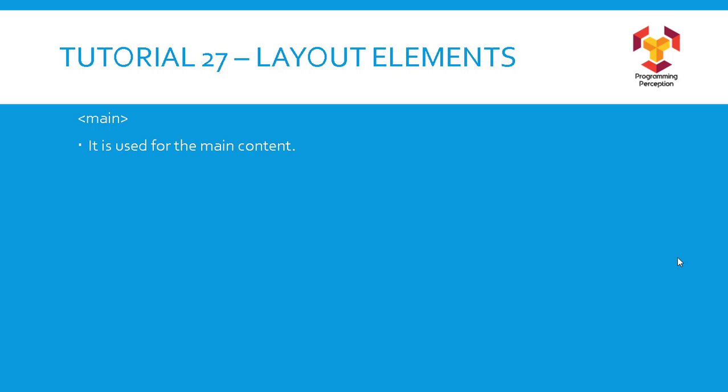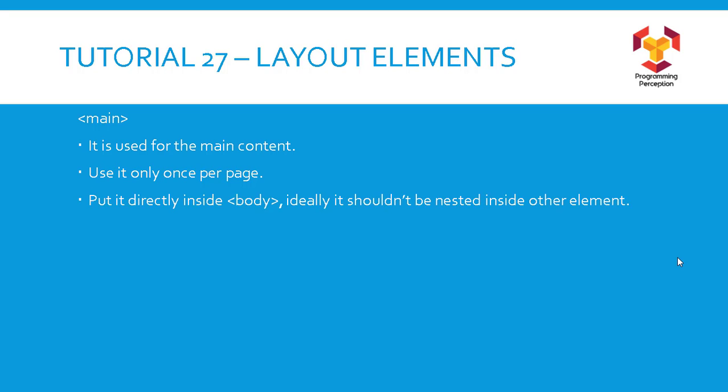Now the main element. It is used for the main content, as the name suggests, and it is used only once per page. So don't try to use it more than once. We put it directly inside the body. Ideally it should not be nested inside other elements. It is directly kept inside the body, and no other element should nest the main element. So that should be directly part of the body, but it's not mandatory. Ideally it has to be used like that, but it totally depends on you.